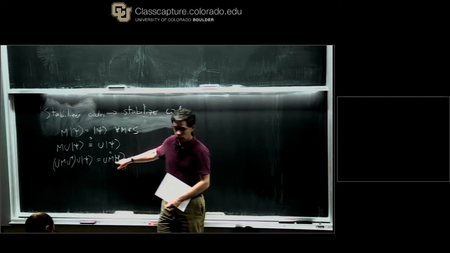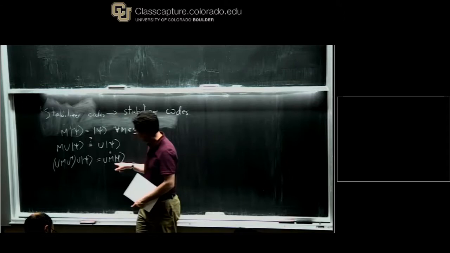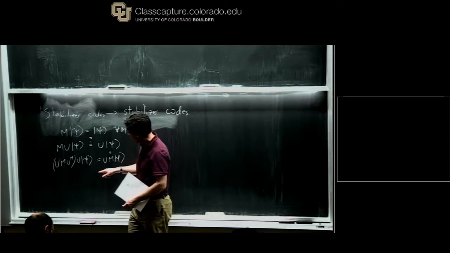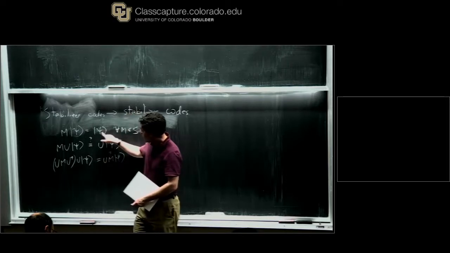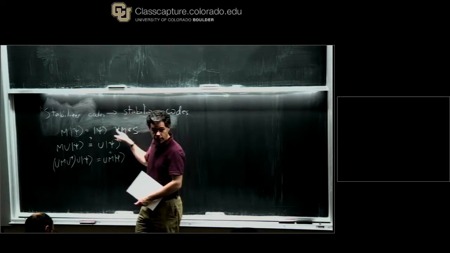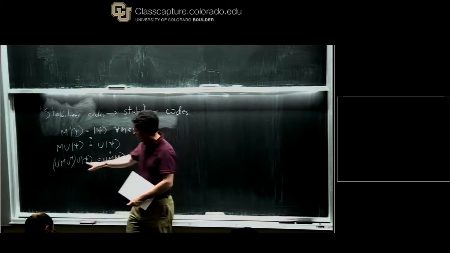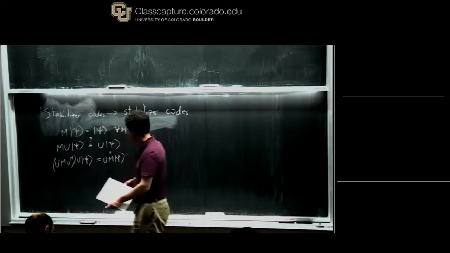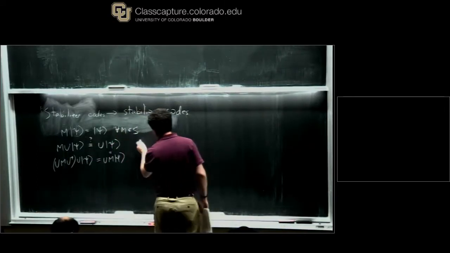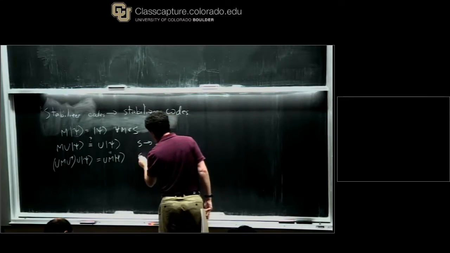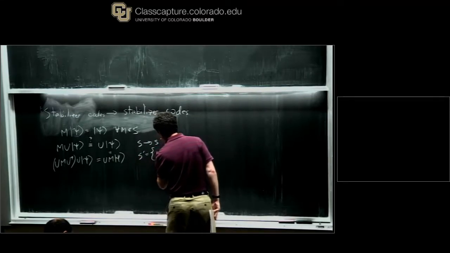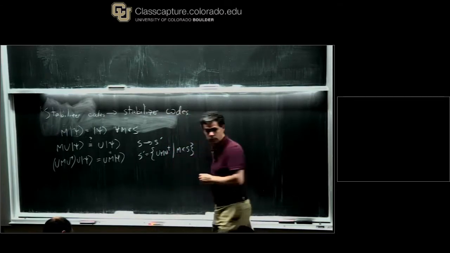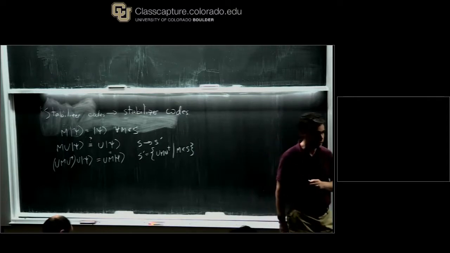So what this is saying is that if psi is in the stabilizer that consists of these things M, then U psi is in the stabilizer that consists of these things U M U dagger. So what we've done is we've mapped S to S prime, where S prime is the set of U M U dagger with M in S. Does that make sense?